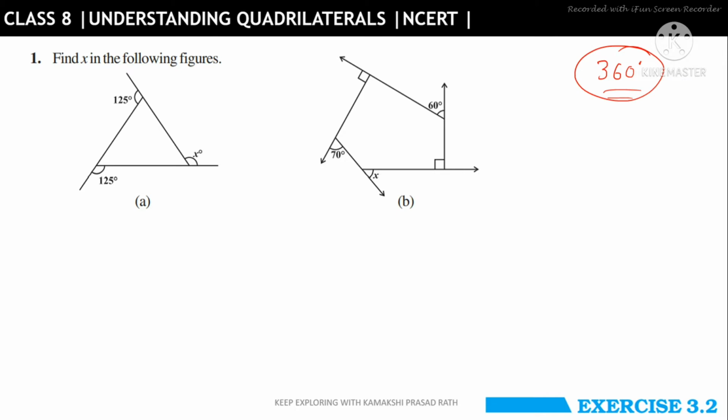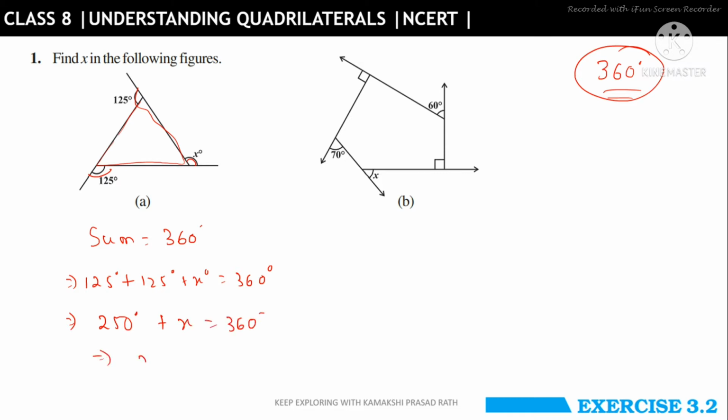Here we can see in this figure, it is a three-sided figure. As you can see, it forms a triangle. So it has three exterior angles, and the sum should always be 360 degrees. Hence we can say 125 plus 125 plus x equals 360 degrees. So 125 plus 125 is 250, plus x is 360, implies x equals 360 minus 250, that is 110 degrees. So we have easily found the value of x using this property.